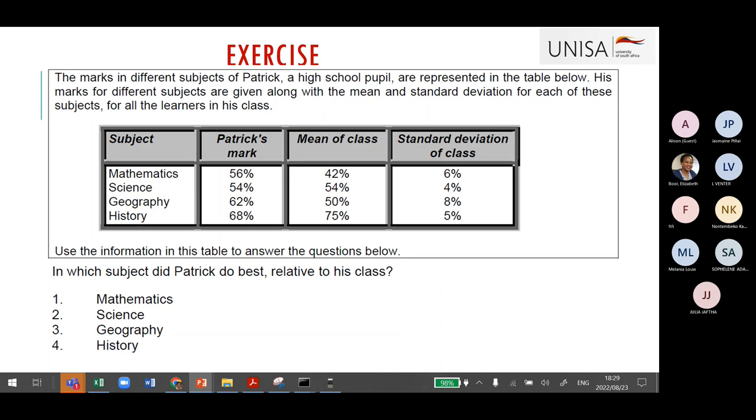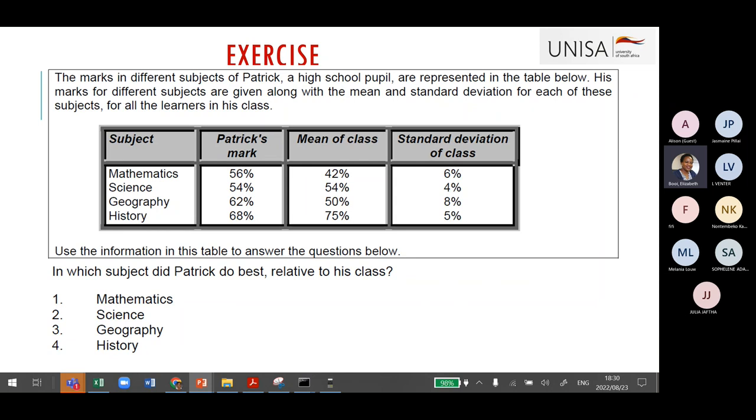The marks in the different subjects of Patrick, a high school pupil, are represented in the table below. His marks for different subjects are given along with the mean and the standard deviation of each subject for all the learners in his class. So they took the class mean or the class average and the standard deviation of the class marks. Use the information in this table to answer the following questions.